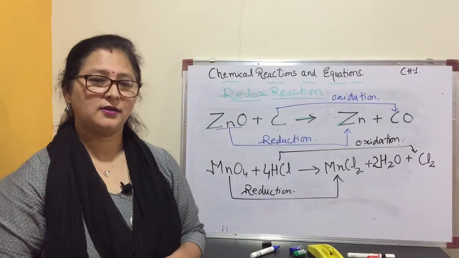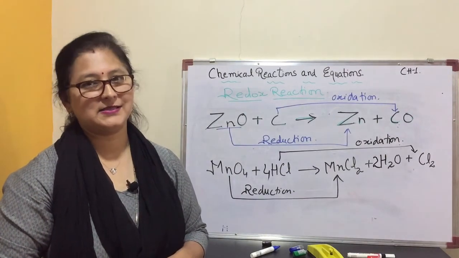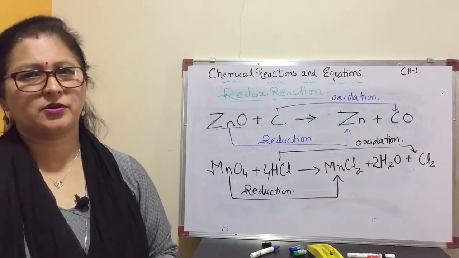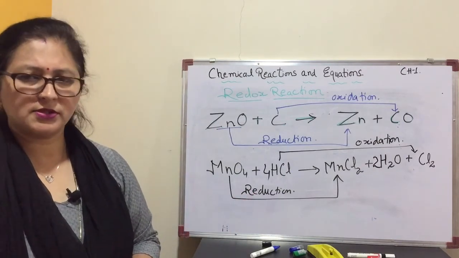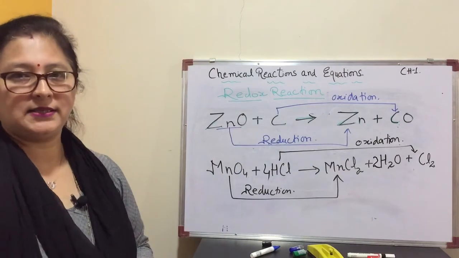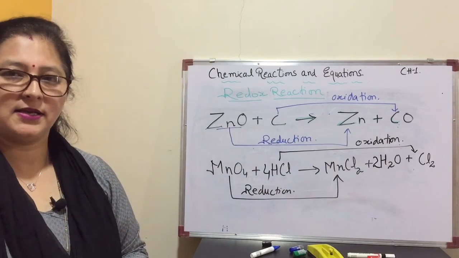The other two topics in your book are corrosion and rancidity. I have discussed corrosion and rancidity in my last lecture. So this is all about the equations in this lecture, and we have finished this chapter.